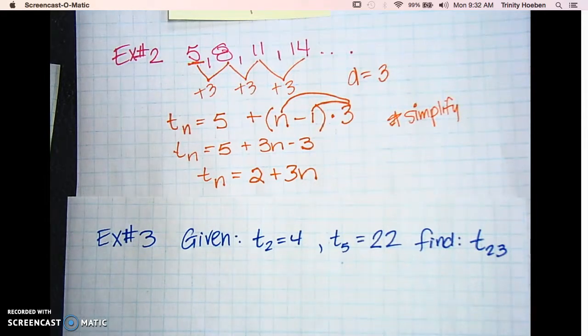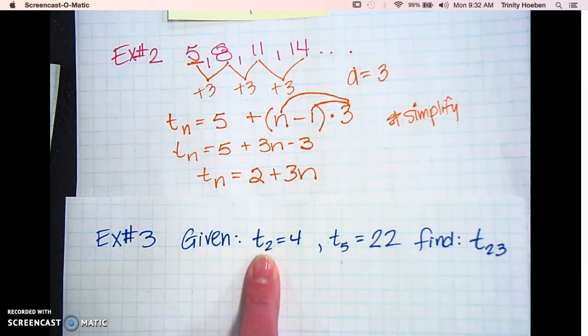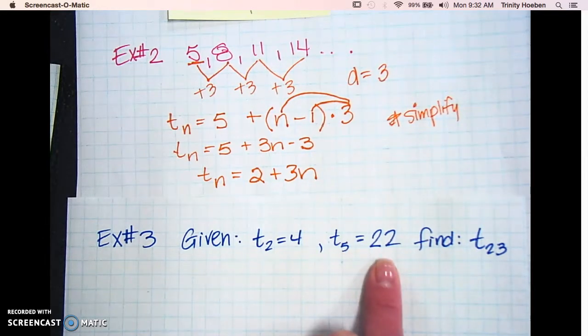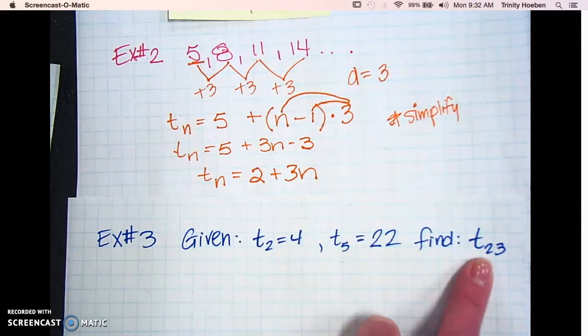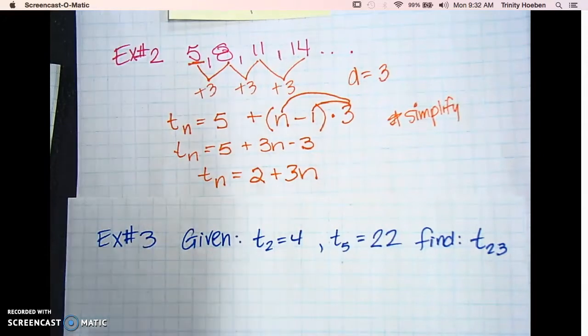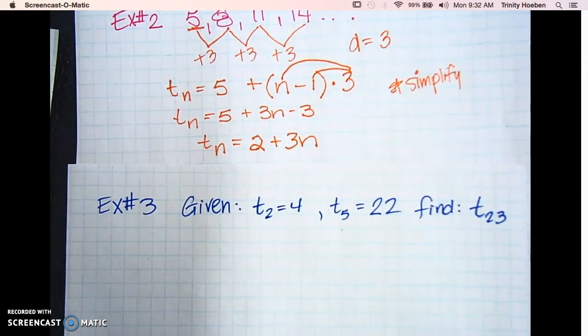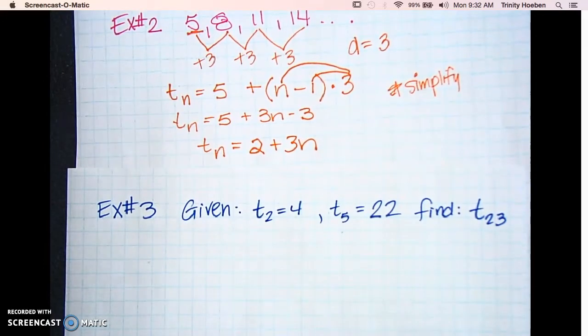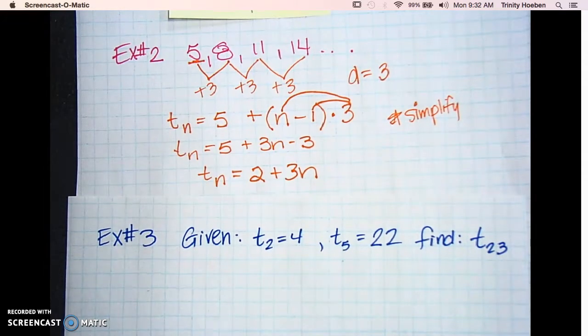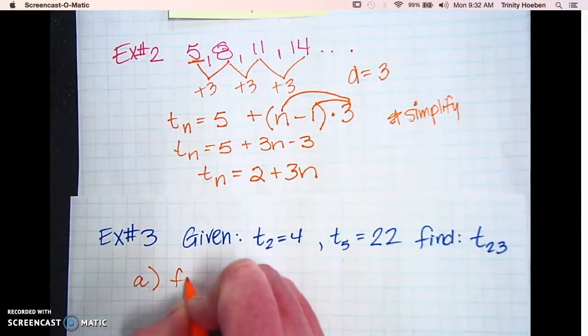All right, so example number 3 gets a little bit trickier. In this case, they're going to give you the second term is 4, and the fifth term is 22. So we need to find the 23rd term. Okay? So you can fill in those spots and leave a bunch of blanks, or you can use the given information and use it to help you find what's going on. Okay, so first, I'm going to recommend that you find D.